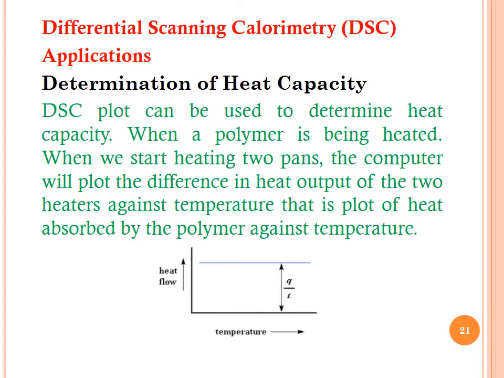DSC plot can be used to determine a heat capacity when a polymer is being heated. When we start heating two pans, the computer will plot the difference in heat output of two heaters against temperature, that is, a plot of heat absorbed by the polymer against temperature. From the graph you can see one side is heat flow, the other is temperature. Temperature is along the x-axis and heat flow is the y-axis. So from this graph the heat capacity of the polymer can be determined.